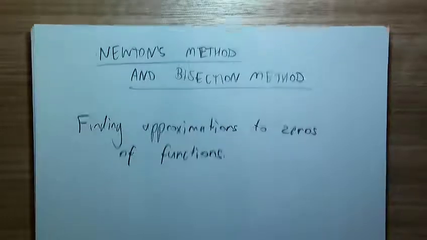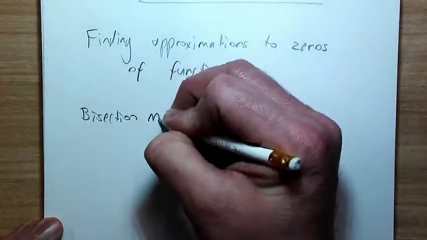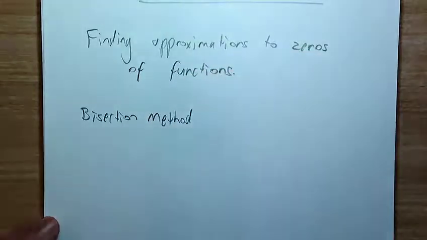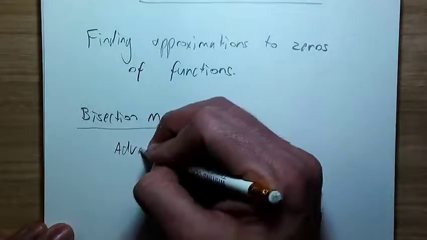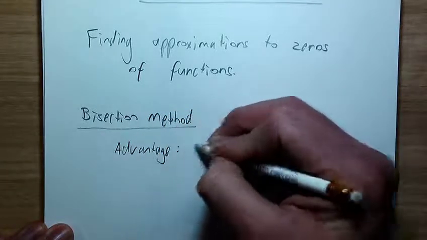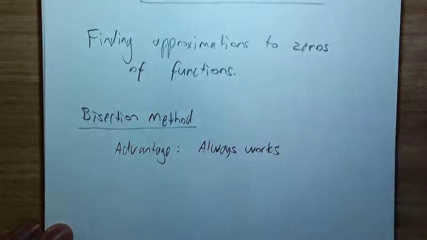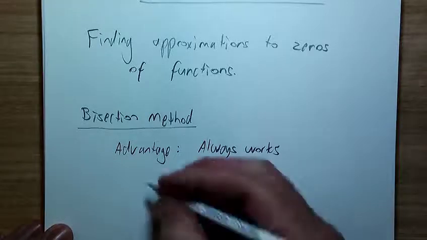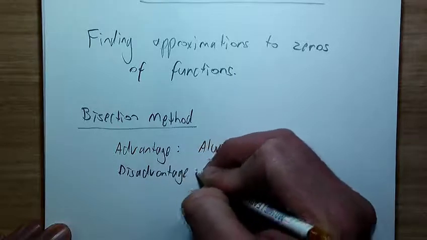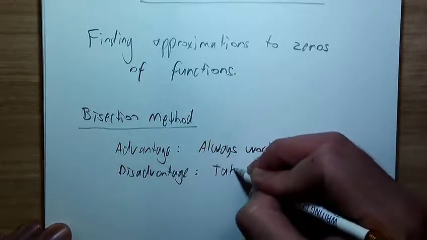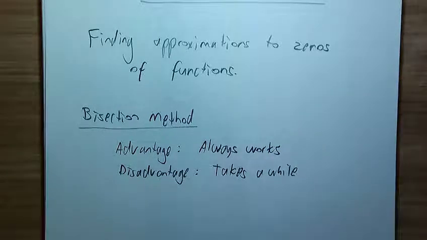So the bisection method, which I will put down in a minute, has an advantage that it always works. Always. It has a disadvantage that it takes a while. It might take a very long time to get the accuracy you want.